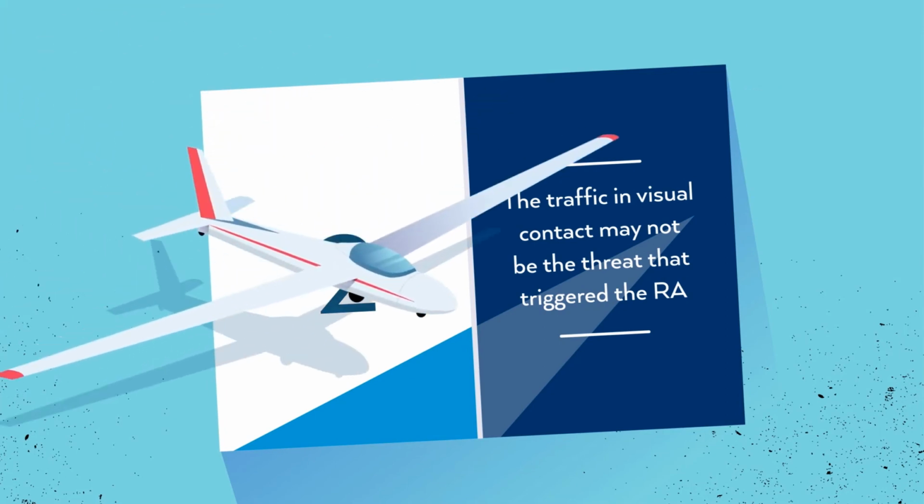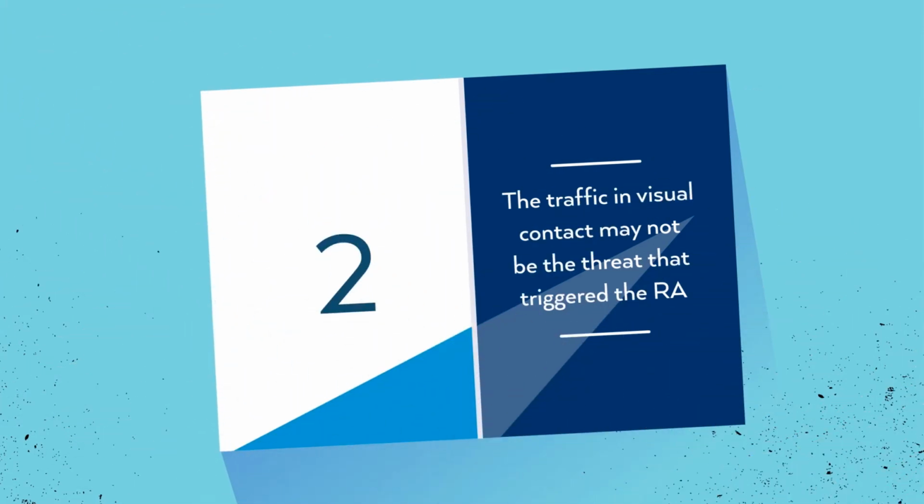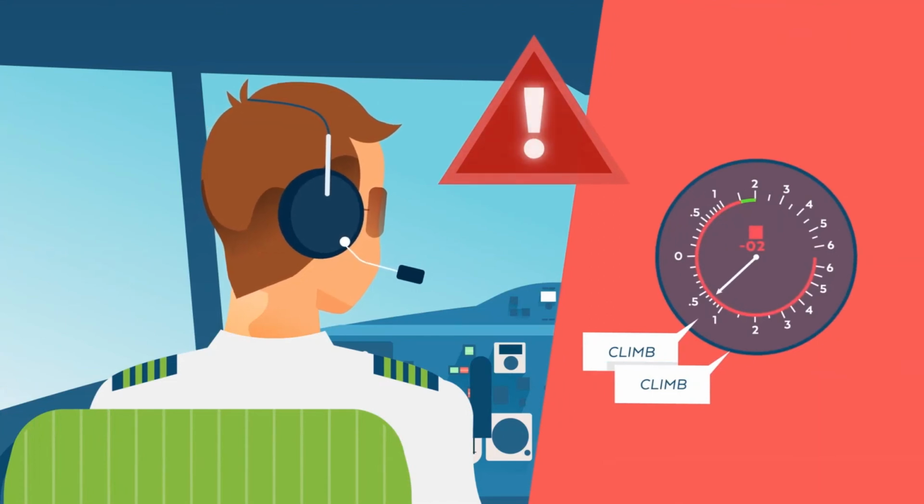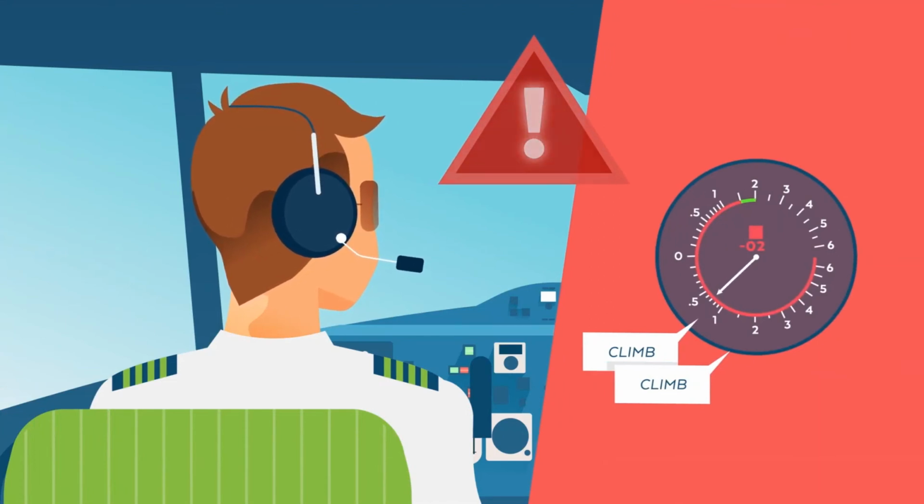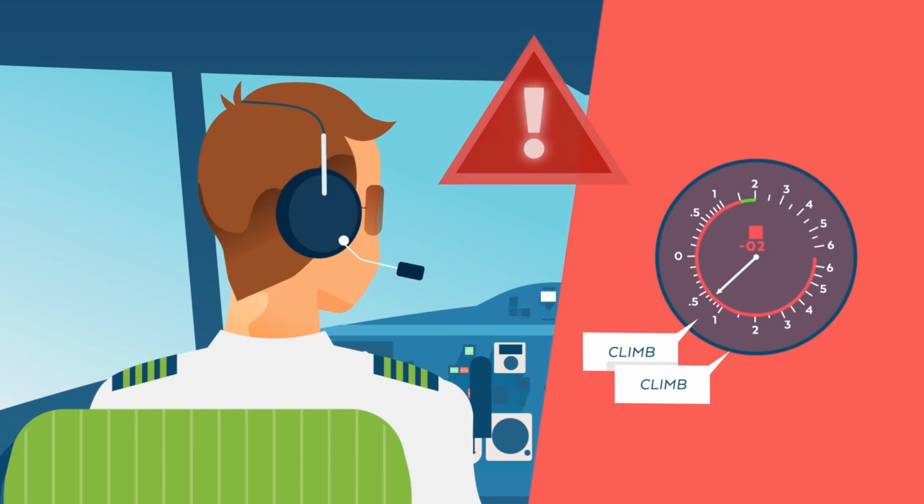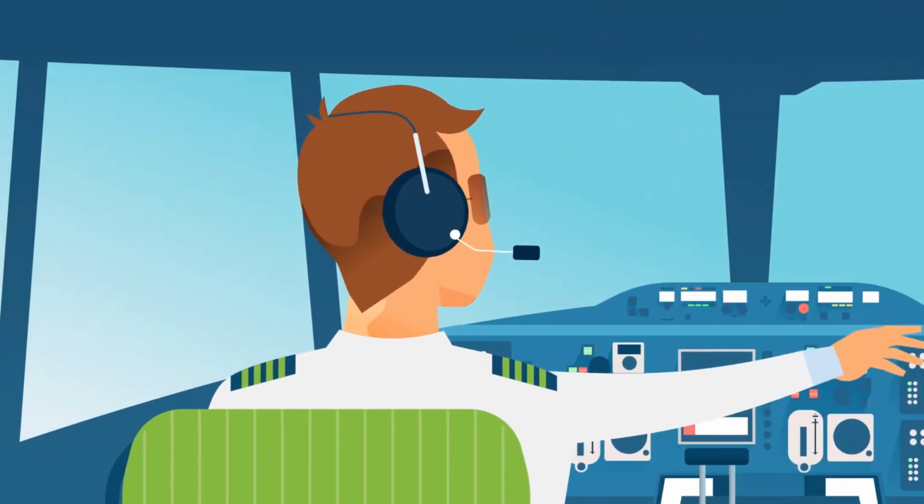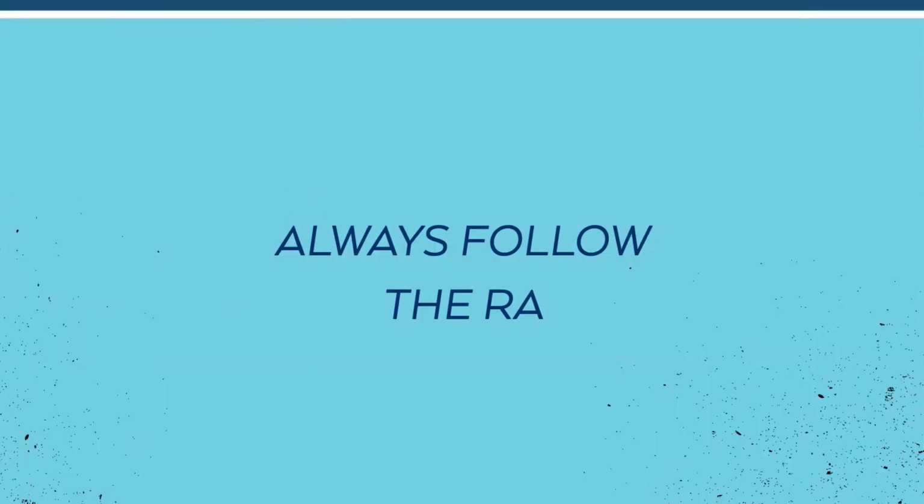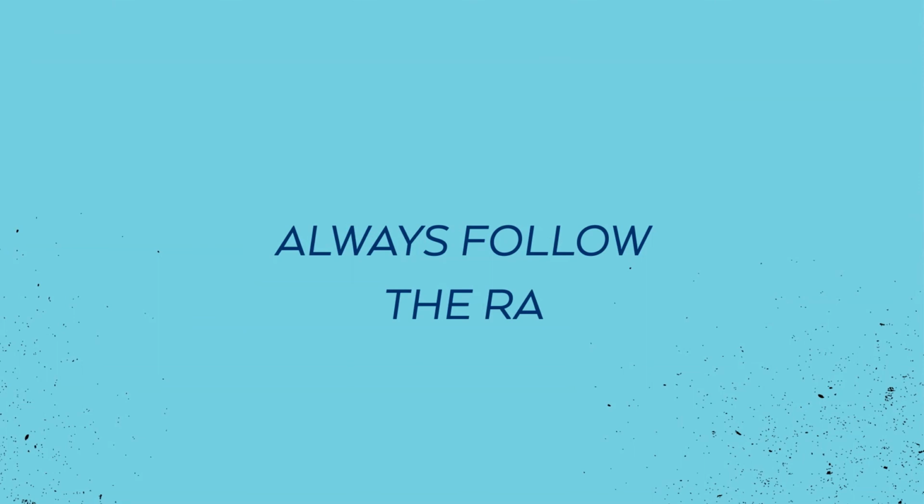especially in areas where aircraft without transponders may be operating. In those cases, an avoidance maneuver based on the wrong visual traffic could lead to collision with the real threat. In fact, making a maneuver that conflicts with the RA can increase the risk of collision in any situation. So always follow the RA promptly and accurately, unless doing so would jeopardize the safety of the aircraft.